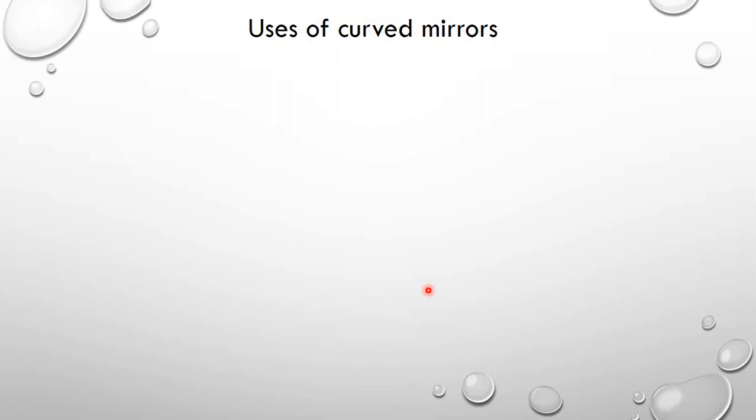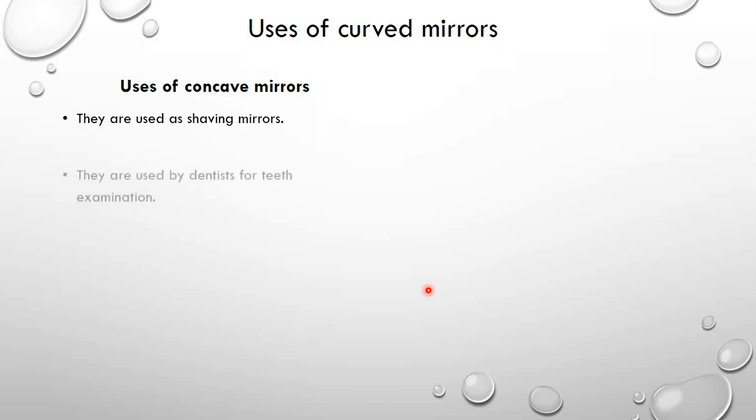Firstly, let us begin by looking at the uses of the concave mirror. The concave mirror can be used as a shaving mirror, because remember when we place the object between F and P, the image formed is magnified, virtual and erect. It can also be used by dentists for teeth examination using the same principle, because it is magnified.